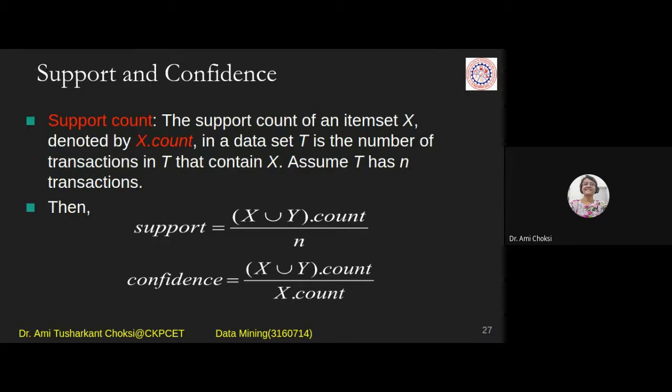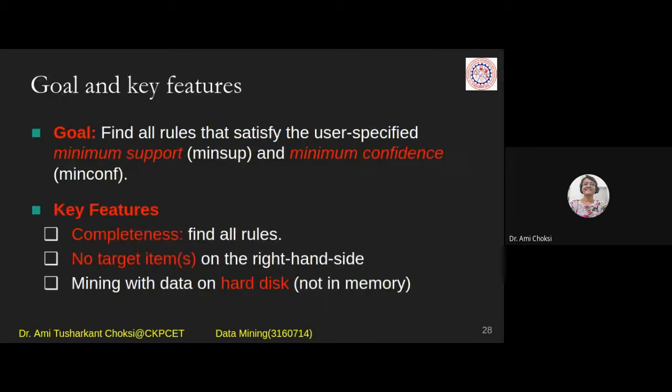Proceed. So goals and key features. Goal is to find all rules that satisfy the user specified minimum support and minimum confidence. For checking whether the item or item set is frequent or not, we should check for minimum support, and whether the rule is accepted or not, we should check for the minimum confidence.